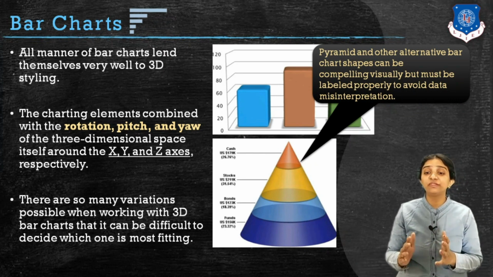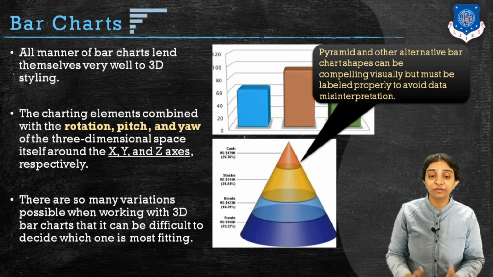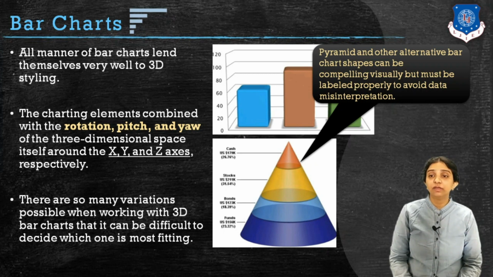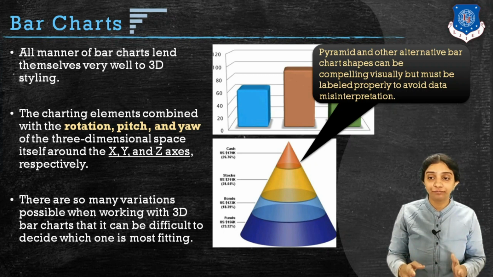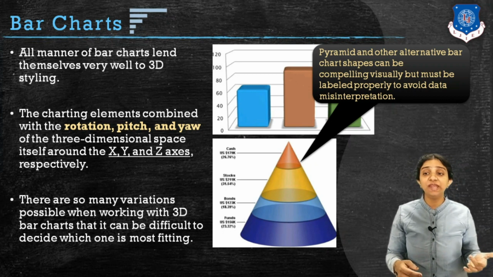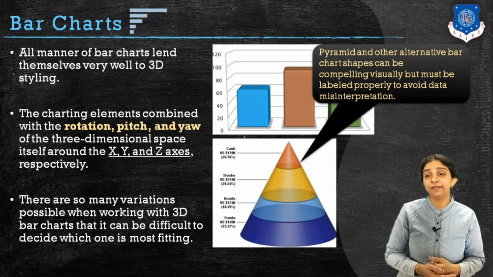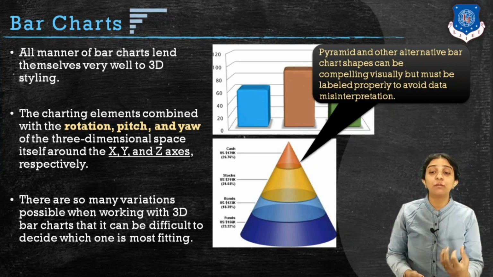We can use any 3D form to represent the bar charts in a 3D form. Here this is the variation in a cone side or triangular side 3D bar chart, an alternative to our bar chart, which is visually very compelling, visually very appealing, but this must be labeled properly to avoid any misunderstanding of data. Plus, it doesn't give us the visual volume of any data.